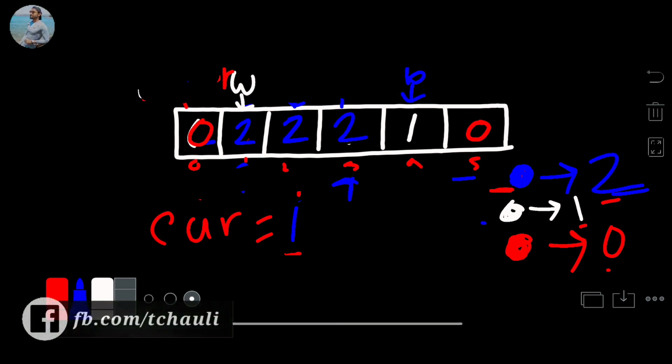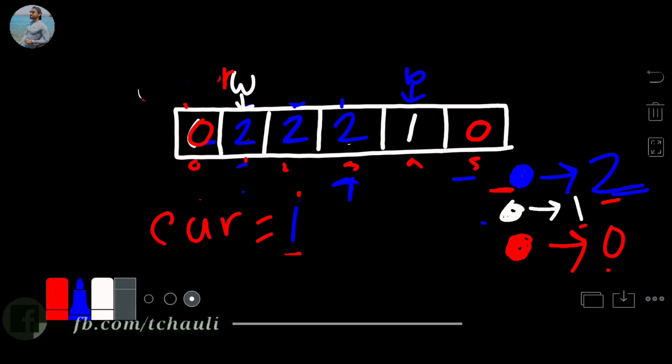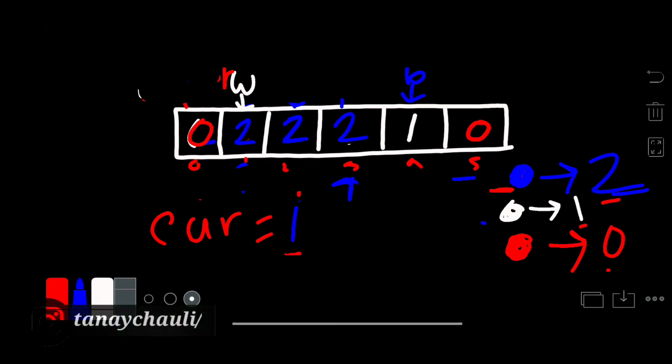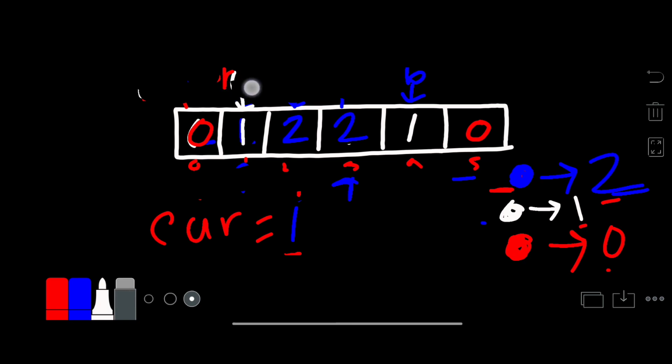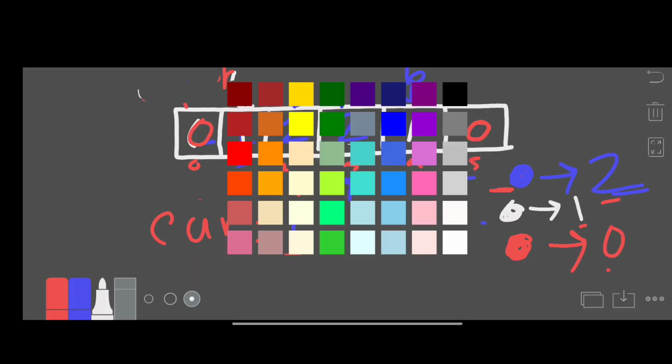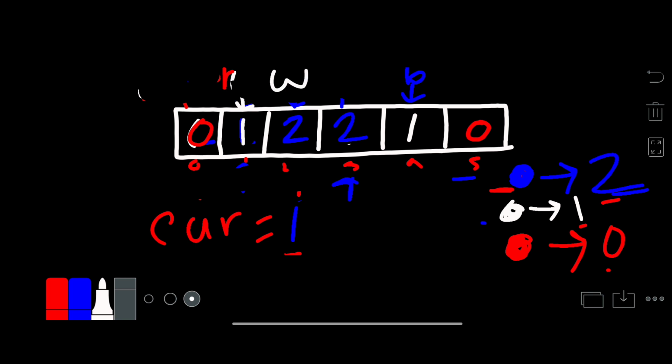And now I will check for white color. Now I will update the value at the white color index position. White is pointing to index 1. So I will update this index 1 value with this white color value 1 and move the pointer. Now white is pointing to index 2, red is pointing to index 1, and blue is pointing to index 4.